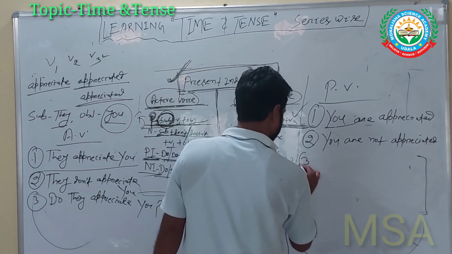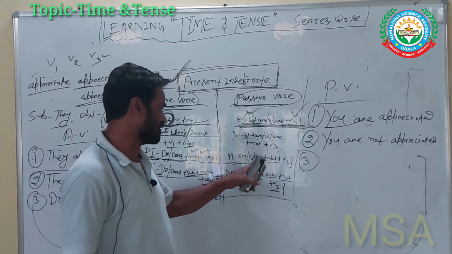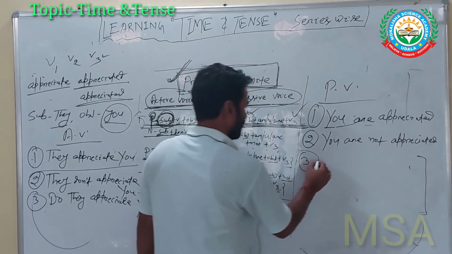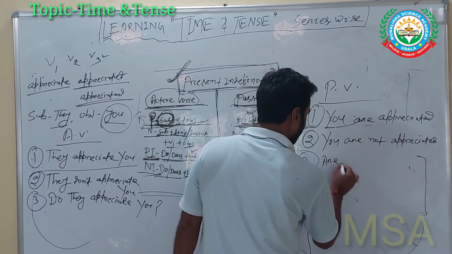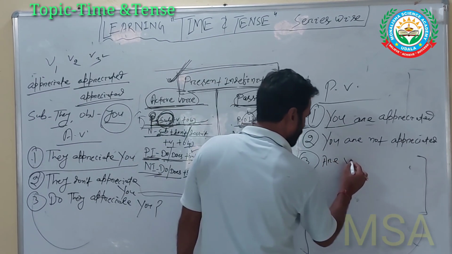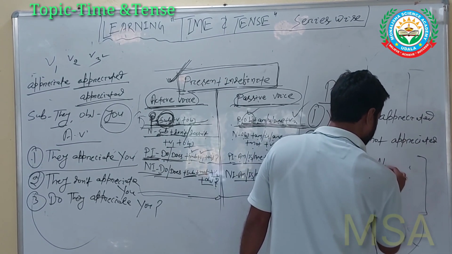Here the positive interrogative sentence structure in passive is am, is, are, next comes object, next comes V3. Here comes are, because are is the right option for the object you. So are you, next is appreciated.